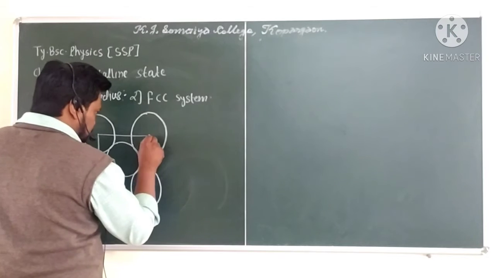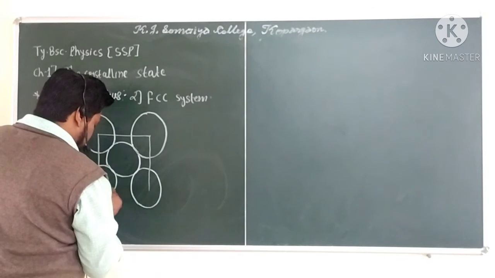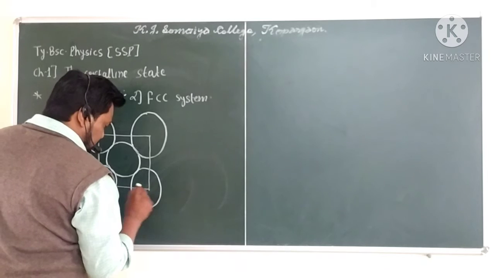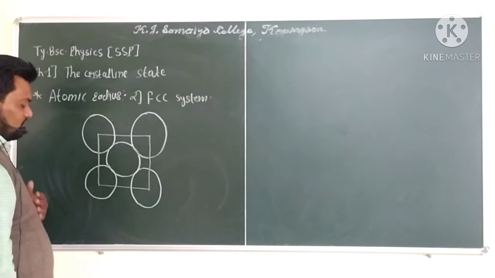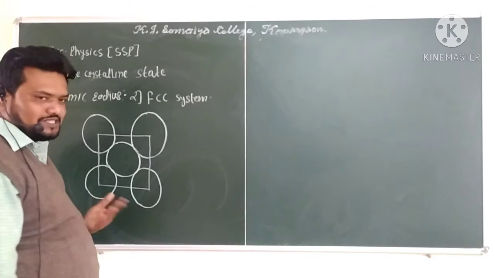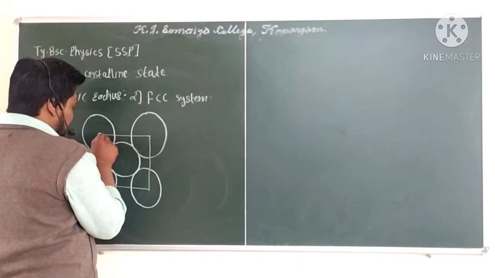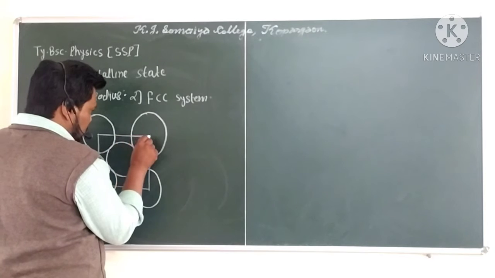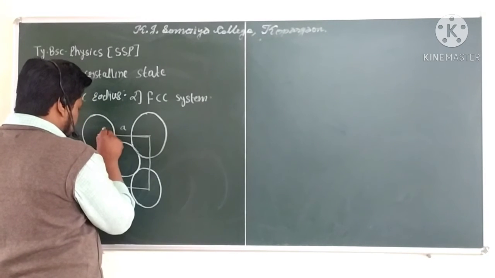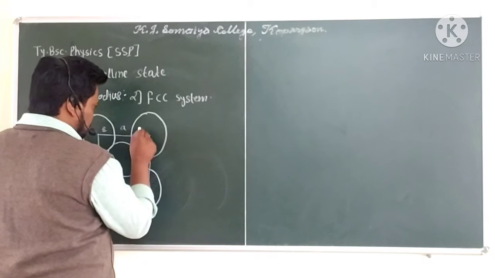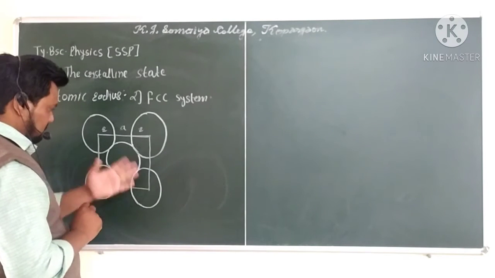So this atom is at the corner of the cube, and the others are at the center of the faces of the cube. Consider for example this total distance as a. This is the radius of the circle of the atom, consider this is r, this r, this r.